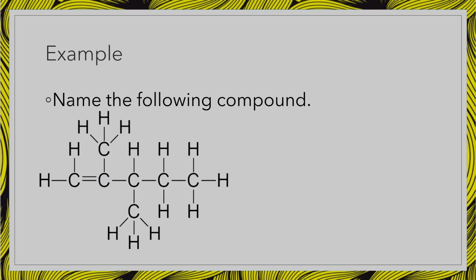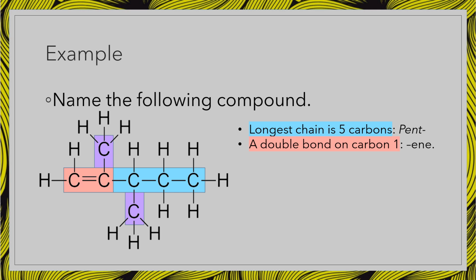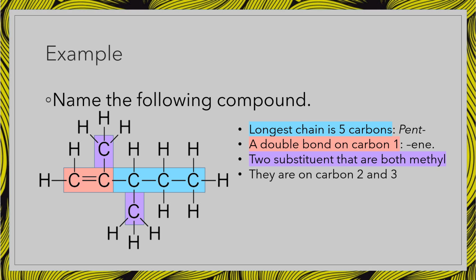What about this one? What's the longest carbon chain you can see? Well, I can see 5 in a row there. Now, we have 2 substituents and we have a double bond. That double bond's at the end, and we have 2 carbon substituents, so 2 methyl groups. Longest chain is 5, so it's going to be a pent-. We have a double bond on the first carbon, so it's going to be pent-1-ene. We have 2 substituents that are both methyl. One's on carbon 2, one's on carbon 3.